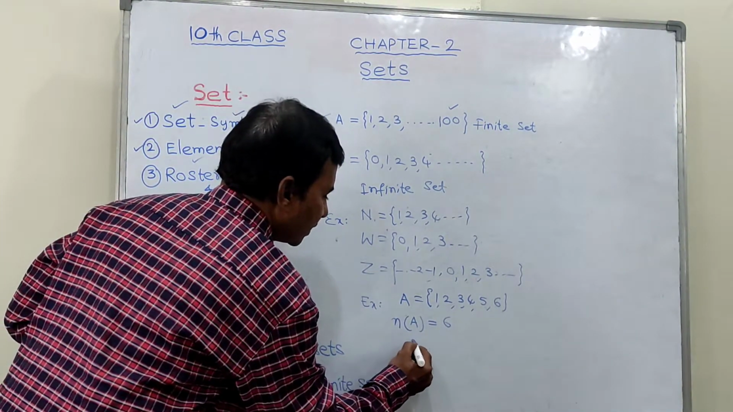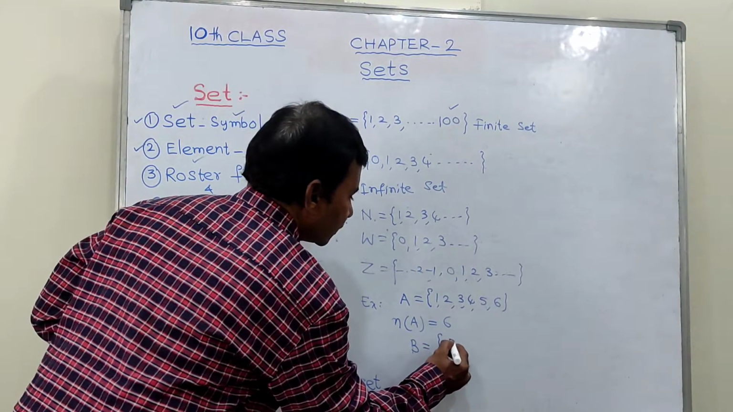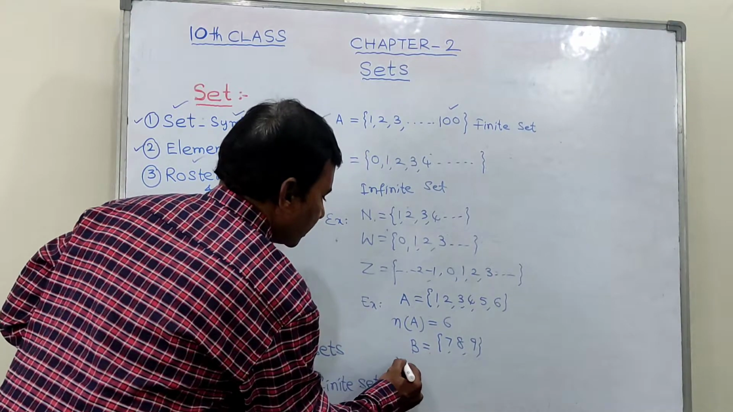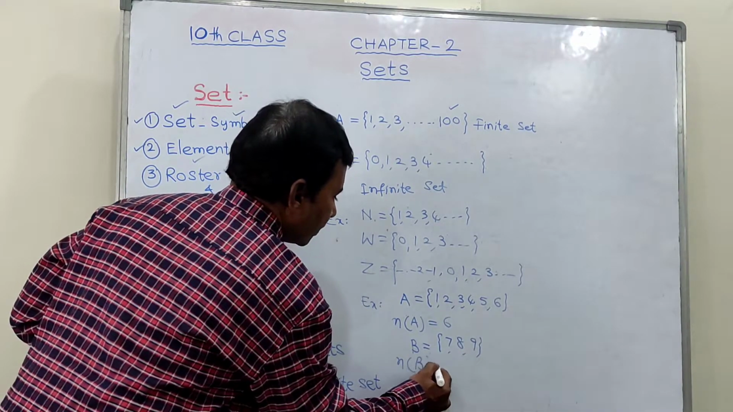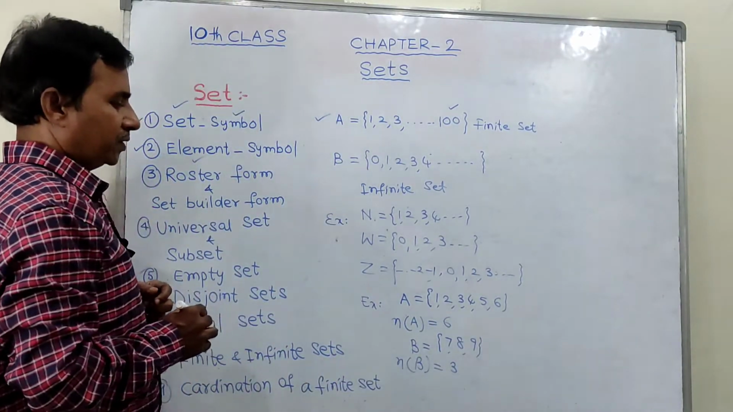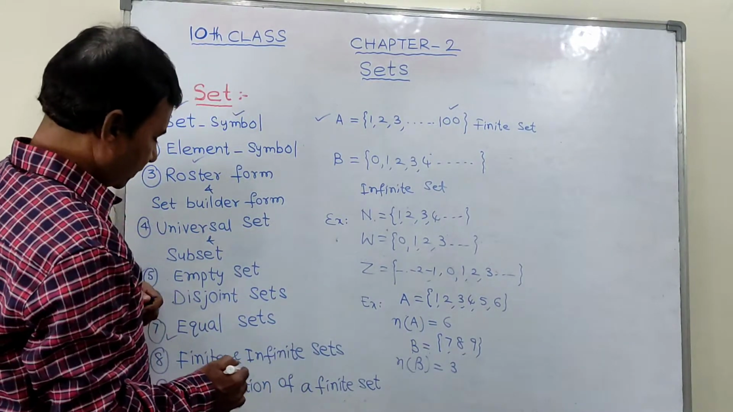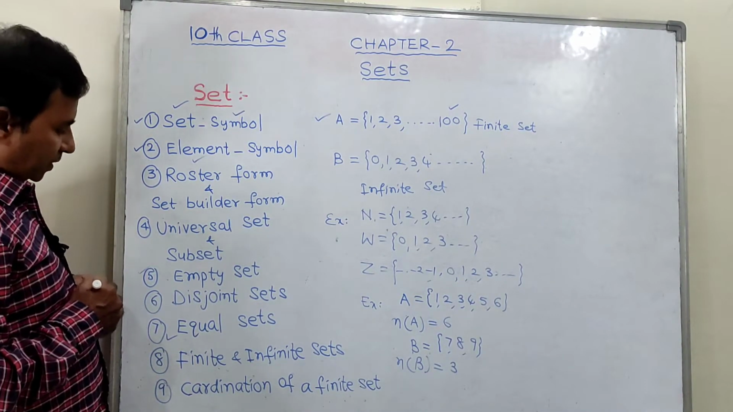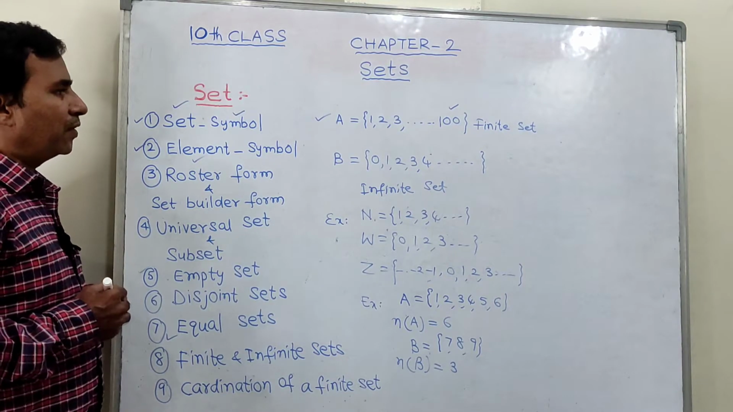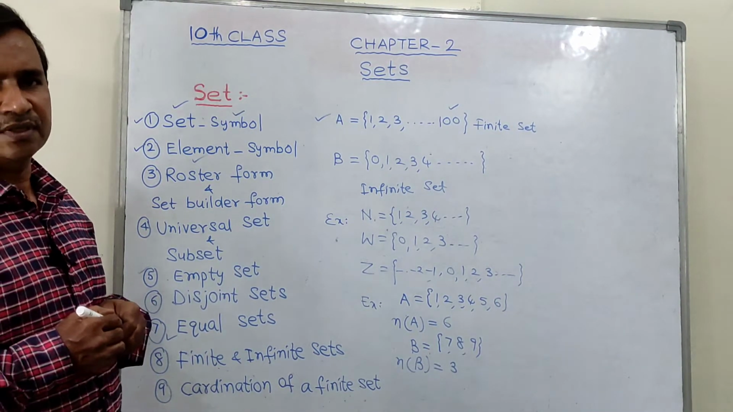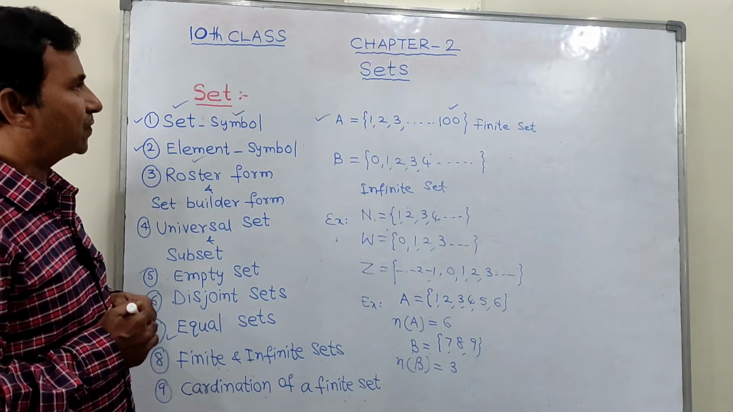Suppose I am taking another one. B is equals to 7, 8, 9. How can we write it as? Number of B equals to 3. 1, 2, 3. So, number of B is equals to 3. This is about the cardinality of a finite set. So, all these 9 are the very important terms or the definitions of the first chapter, second chapter sets.